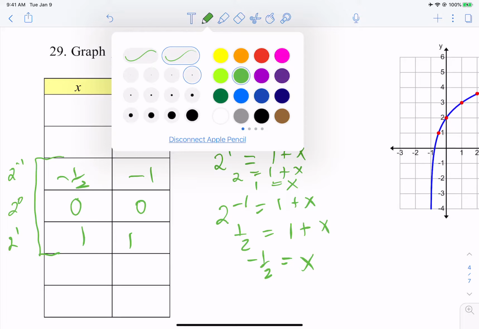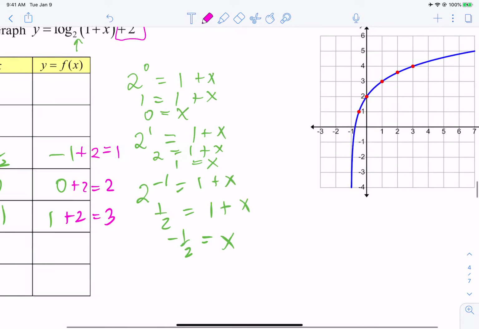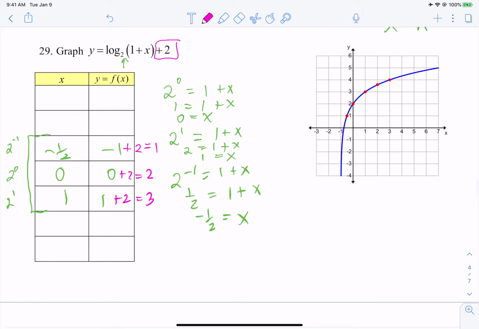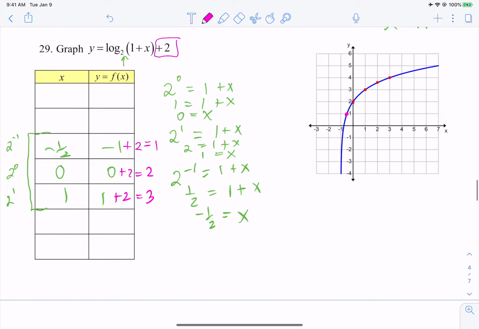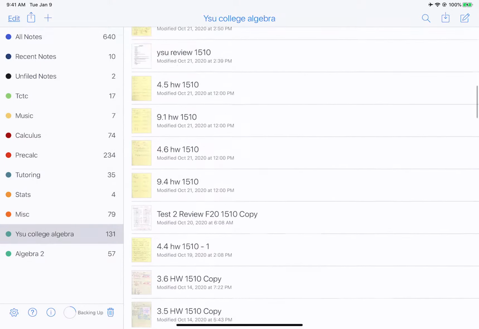Now, one thing I haven't done to any of these yet, there's a little plus 2 on the end here. So, following order of operations, I have to add 2. And so if we go to graph it, here's the point negative 1/2, 1. Then 0 is at 2, and 1 is at 3.